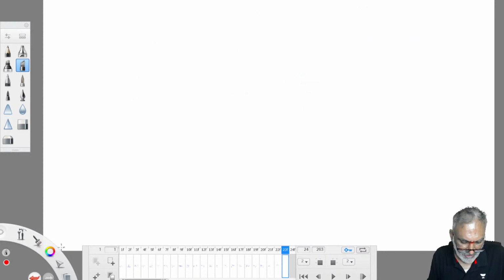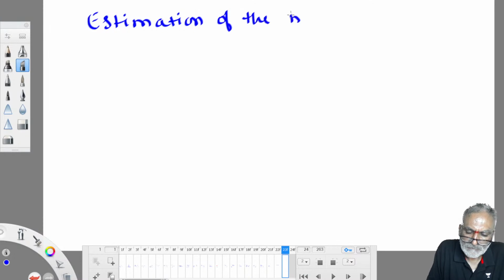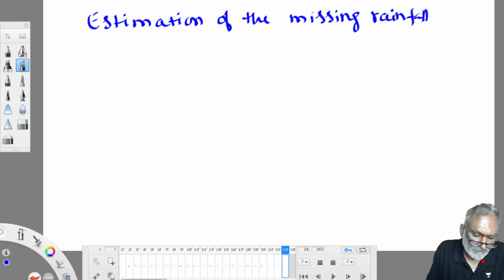Okay. So the second type of problem is estimation of missing rainfall data. This is also a very popular question in the GATE exam. Estimation of the missing rainfall. Let us assume it has a Px.